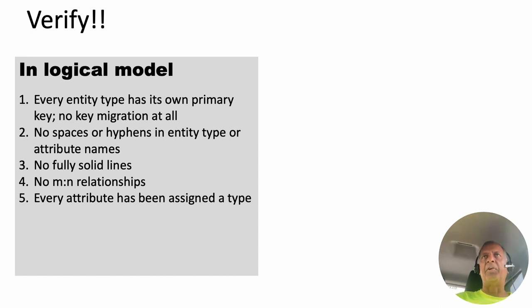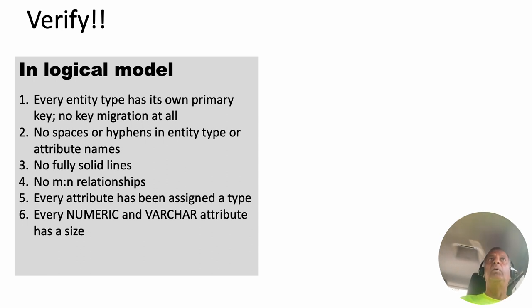And then, of course, every attribute has to be assigned a type. So, for example, we already said that for primary keys, we want them to be all integers. For names and things like that, for product names, product category names, people's first names, last names, all of them will be character data types, and so on. Okay? You should not have any attribute in your model that doesn't have a data type.